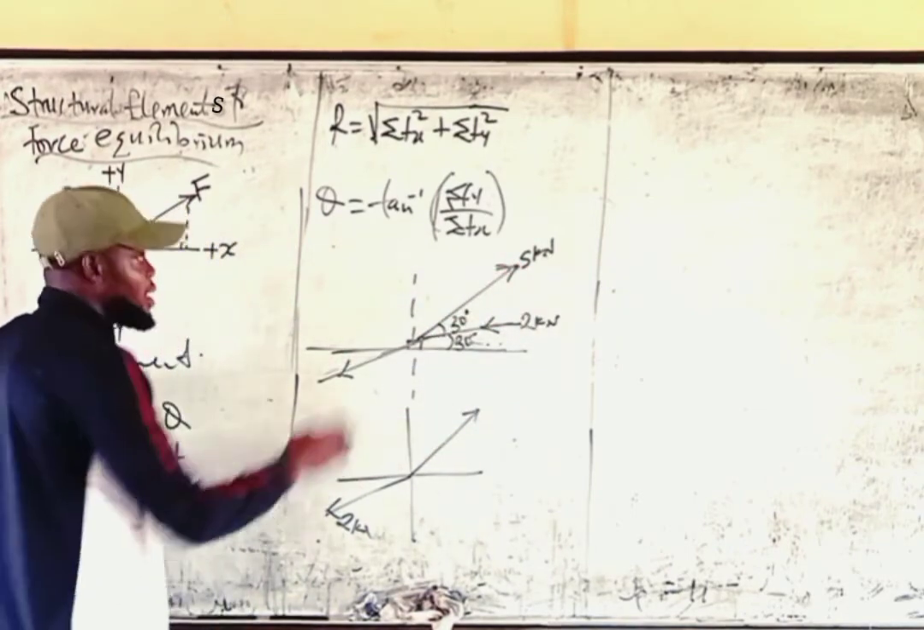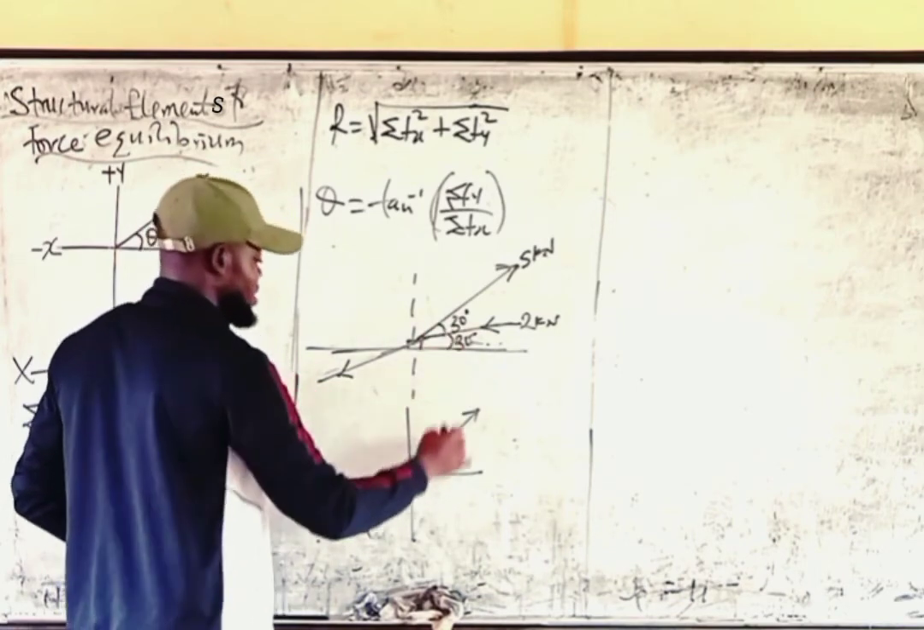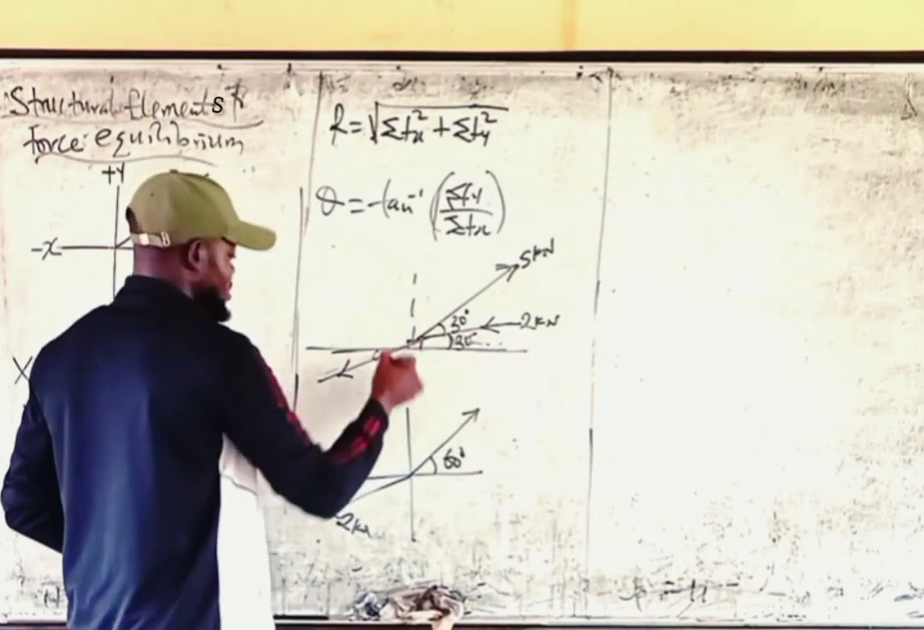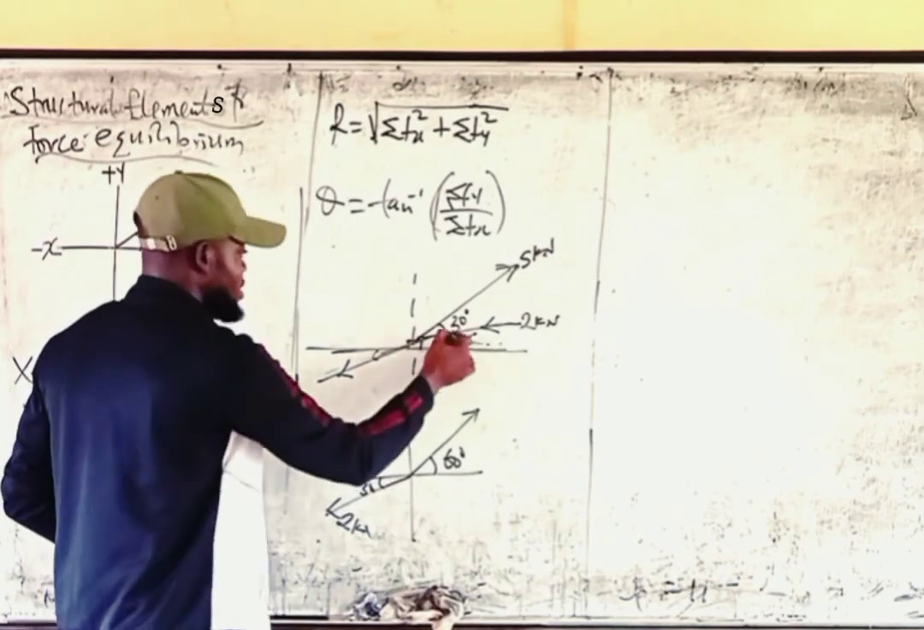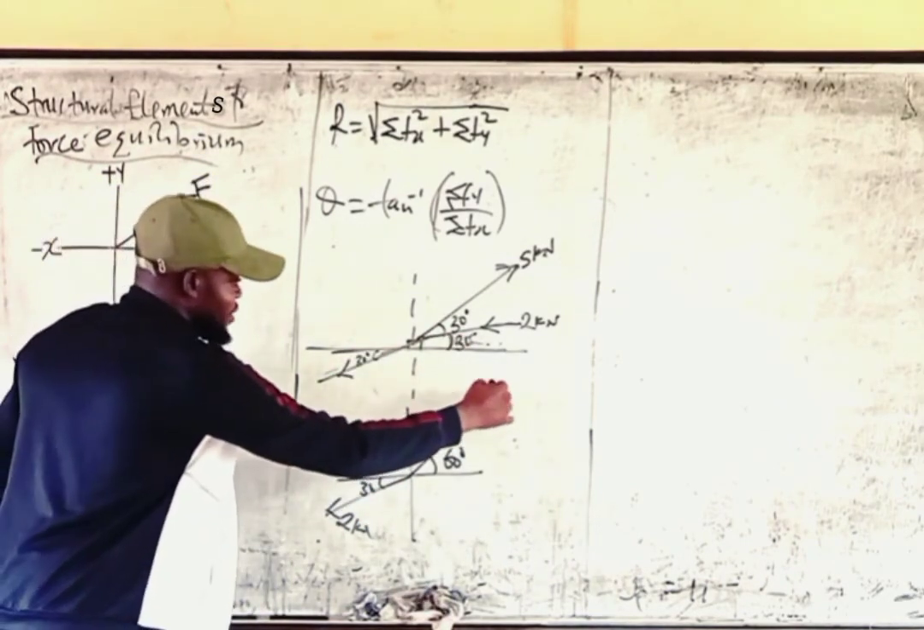That's why this one is coming down, and the 5 is going up, and this one is going up. What is the angle between this and this? This 30 plus 30 is 60. This angle is alternating to this, so this one is also 30. But this is alternating to this, that's 30 degrees. So this one is 2, and this one is 5 kilonewtons.